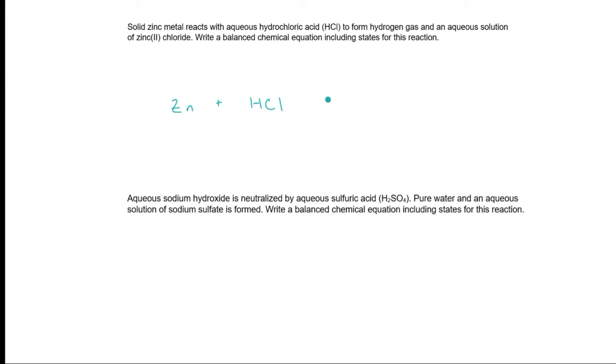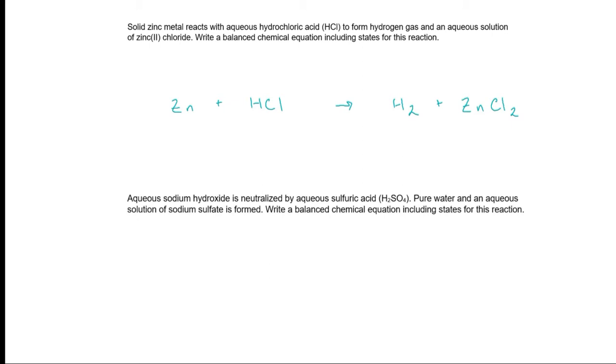So we're moving to products. Okay, so we are forming hydrogen gas. That is H2. And we are forming an aqueous solution of zinc 2 chloride. If you need to, go back and review your naming rules, but zinc 2 chloride will be this molecular formula. Okay, we have our reactants, we have our products.